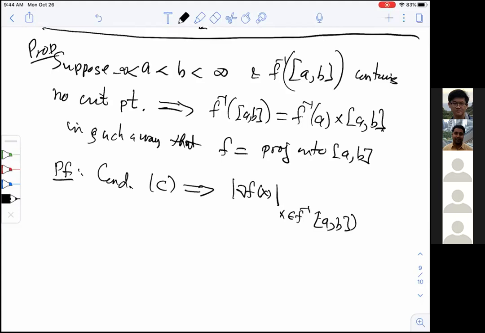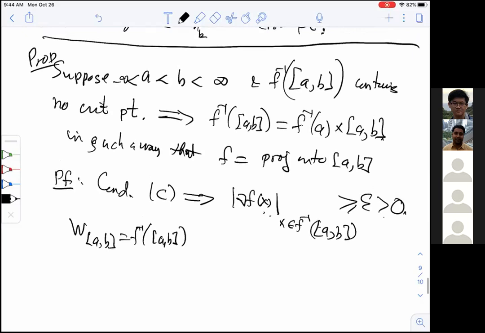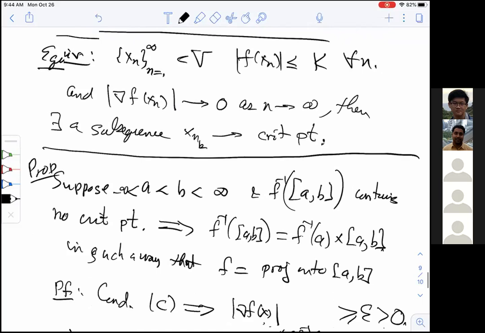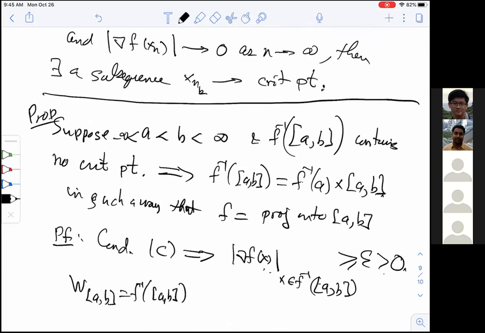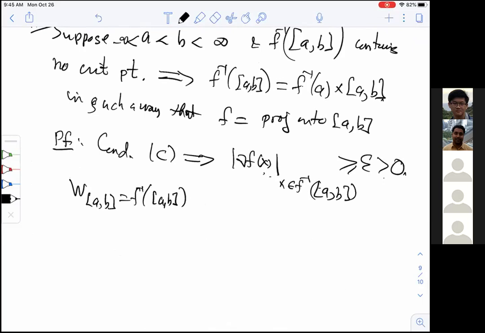Exactly in the setup where we can apply condition C. F is bounded on, let's call this region W_AB, and I'll use W_A for its bottom and W_B for its top. So the first thing to notice, why is the gradient bounded away from zero? Well, we're in a region where F is bounded by construction. So if the gradient on this region were not bounded away from zero, we're exactly in the hypothesis of condition C, which says that in the closure of this set, which is already closed, there is a critical point. But we have no critical point in this set by hypothesis. So in fact, the gradient is bounded away from zero.